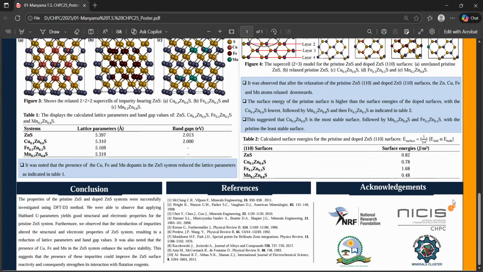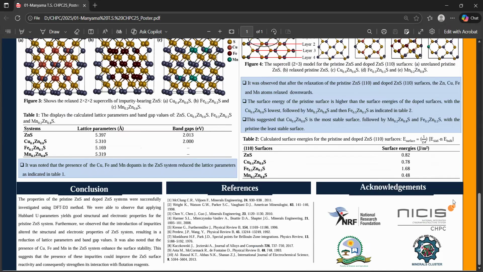In conclusion, we successfully investigated the properties of sphalerite and doped sphalerite using density functional theory with dispersion correction. We were able to observe that the use of Hubbard U parameters gave good structural and electronic properties for the pristine sphalerite system.